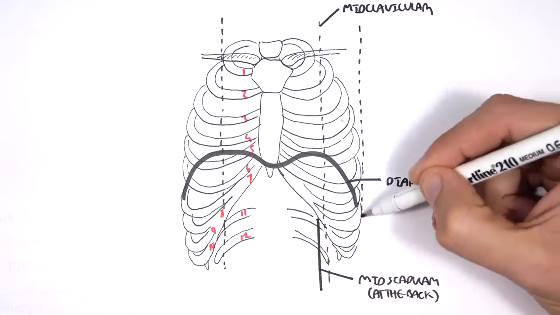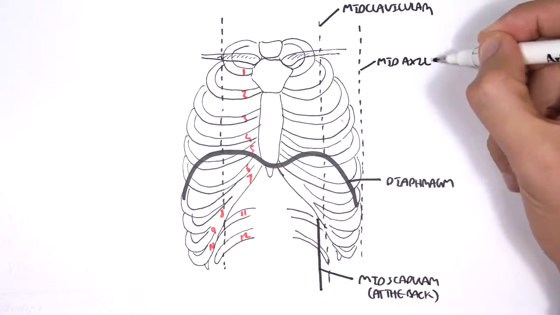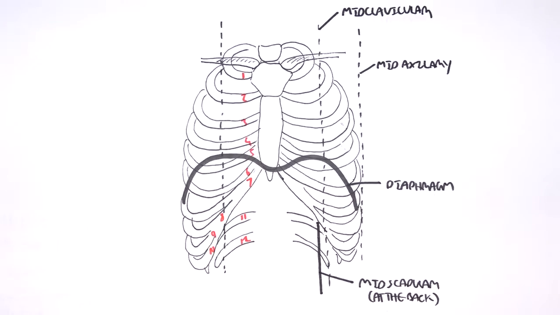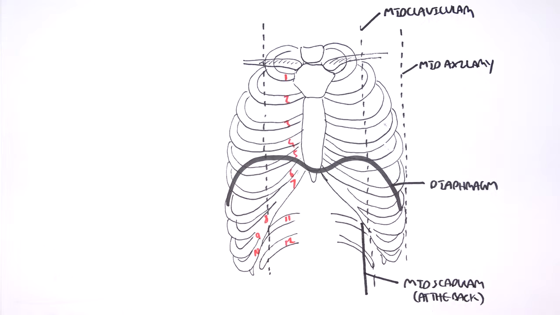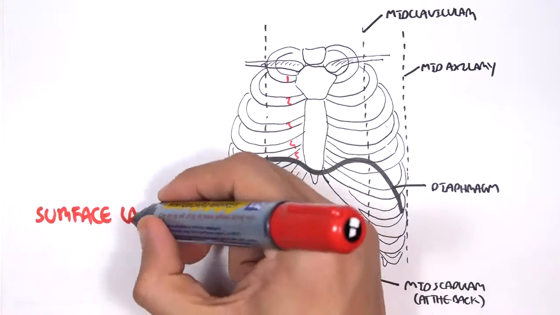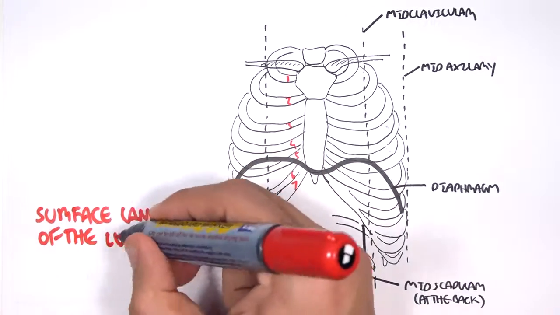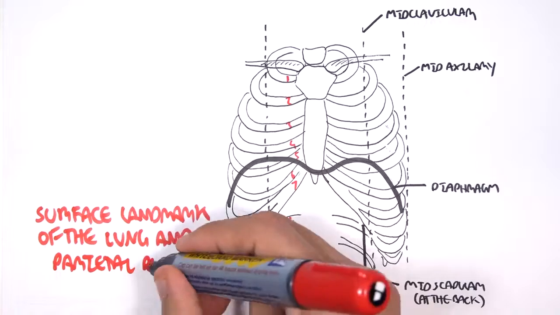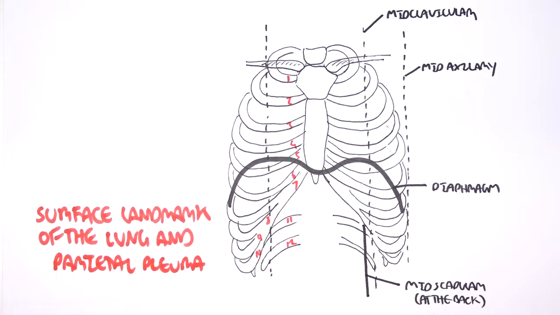These landmarks are important to know because of several reasons, one of which is to help identify where the lung sits in respect to the thoracic cavity, and also the pleural flow, or the pleura itself. So next, let's talk about the surface landmarks of the lung itself, and also the parietal pleura.